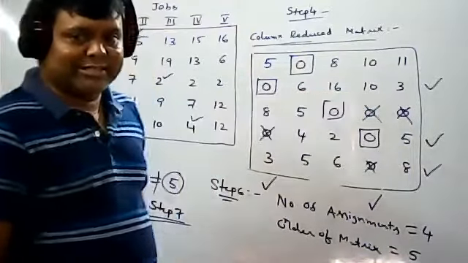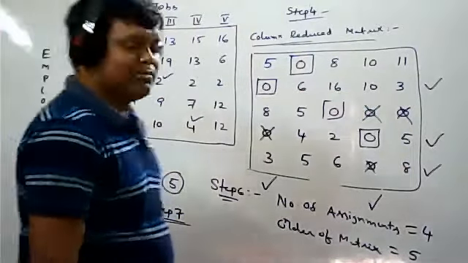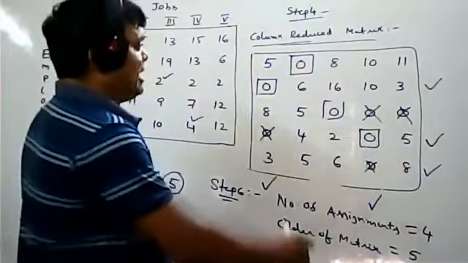The last point in step number 7 is to draw the lines through unmarked rows and marked columns. How many unmarked rows are there?